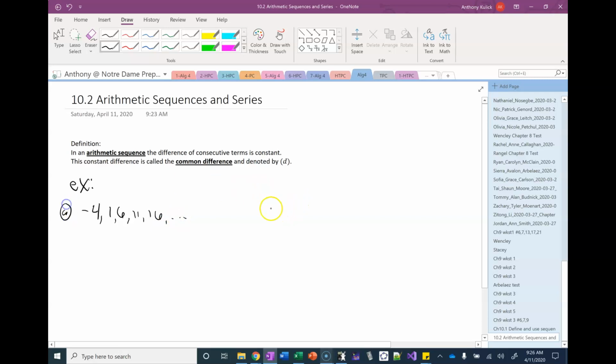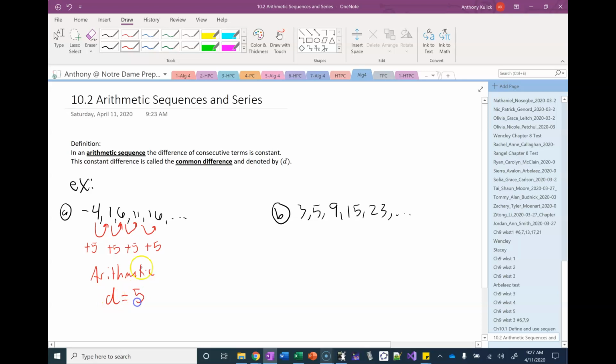So let's take a look at two sequences and try to determine if they are arithmetic or not. What I'm going to do is look at what's going on to go from -4 to +1. To do that, we added 5. To go from 1 to 6, we added 5. To go from 6 to 11, we added 5. And to go from 11 to 16, we've added 5. So here, we can say this is arithmetic, and that common difference is 5.